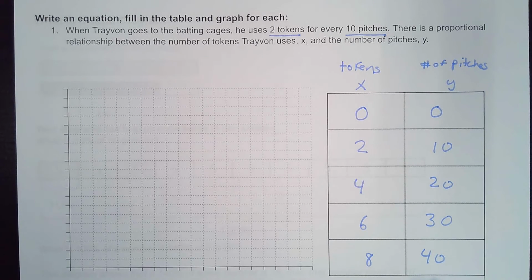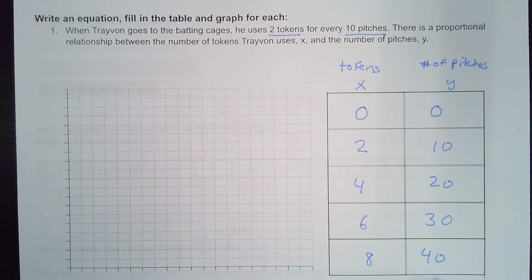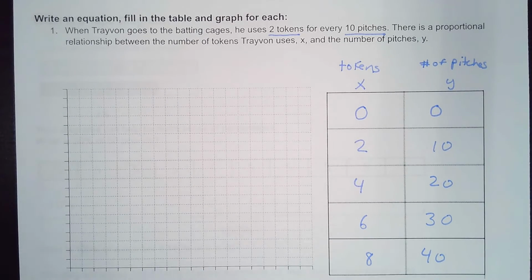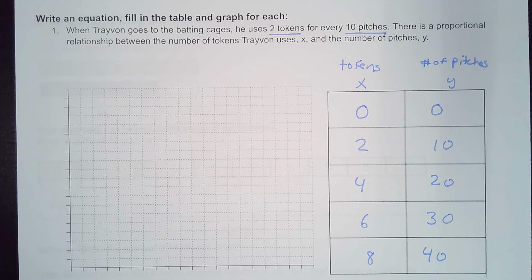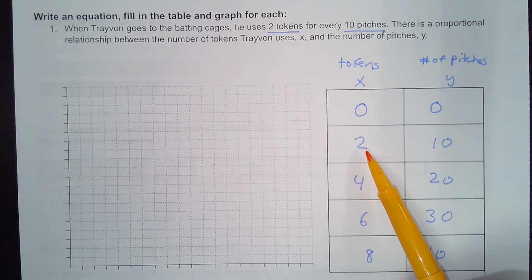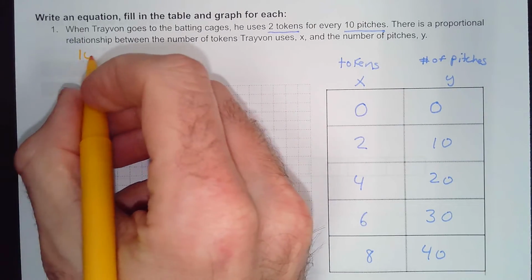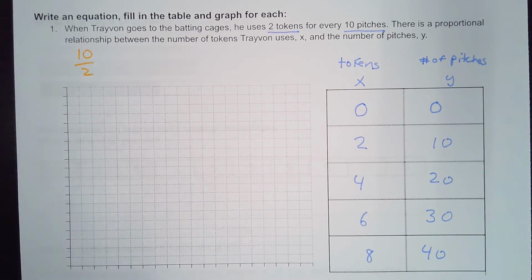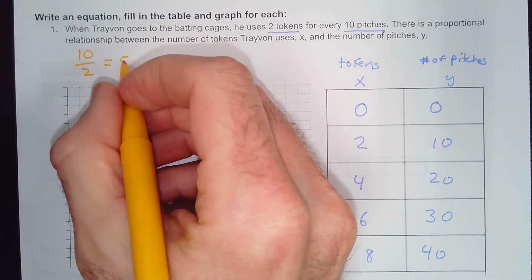And if you remember from our lesson yesterday, the equation to find k would be y over x. If you don't remember, go ahead and watch the previous video at 5.4. So y over x. If we look over here, our y over x would be 10 over 2, which is equal to 5.